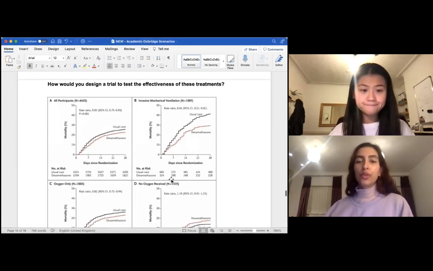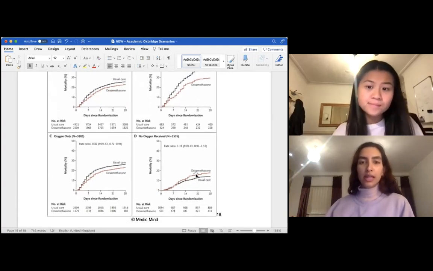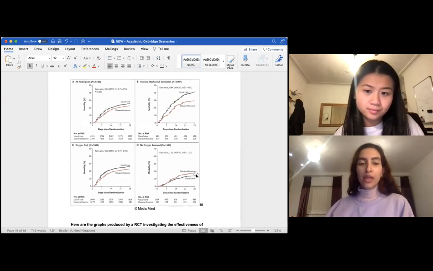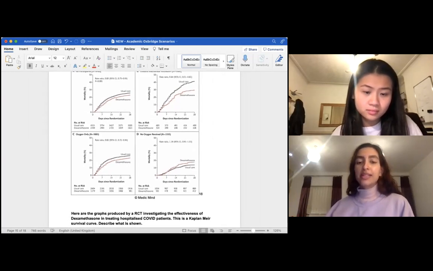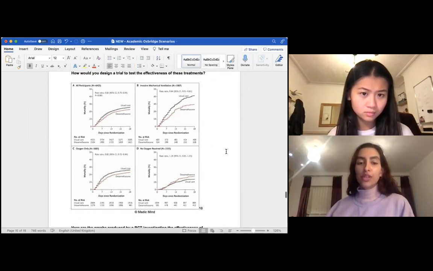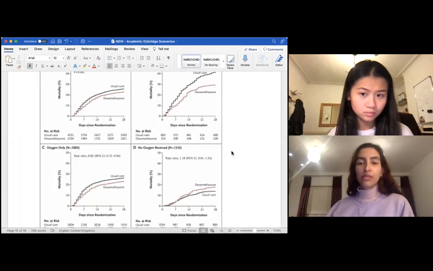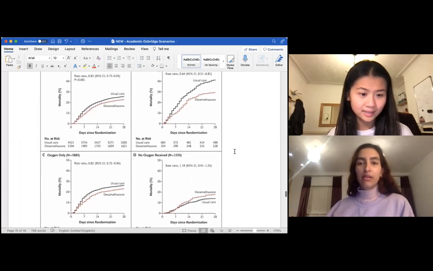Moving on to this data interpretation question. Let me know if you can see this clearly. Yeah. So here are the graphs produced by a randomized controlled trial investigating the effectiveness of dexamethasone in treating hospitalized COVID patients. This is a Kaplan-Meier survival curve. Describe what is shown. So I'll zoom in. Can you see A, B, C, and D? Yeah, you can.